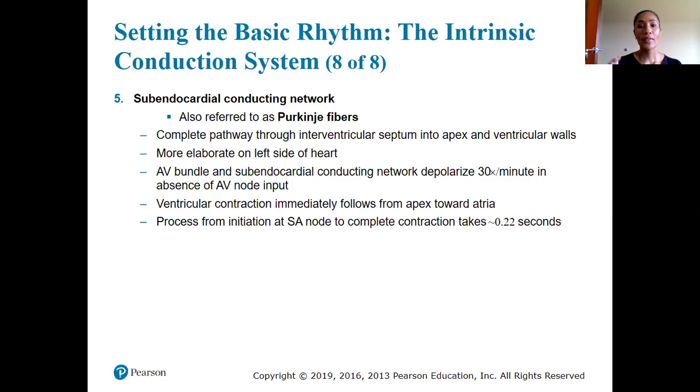And the AV bundle and the Purkinje fibers will depolarize about 30 beats per minute if the AV node doesn't work, which is good for us, because if the SA node doesn't work and then the AV node doesn't work, it doesn't mean that our heart's just going to automatically stop beating and we're done. We still can have some depolarization occur in the Purkinje fibers, but once again, having a heart rate of about 30 beats per minute is not sustainable, but it's going to keep you alive in hopes that you can get to a hospital and figure out what's wrong.